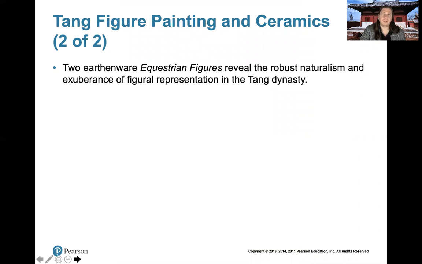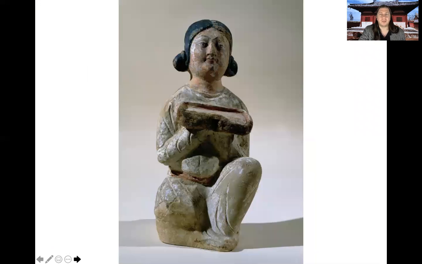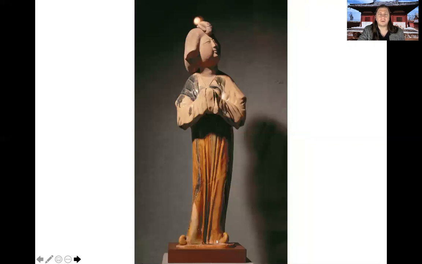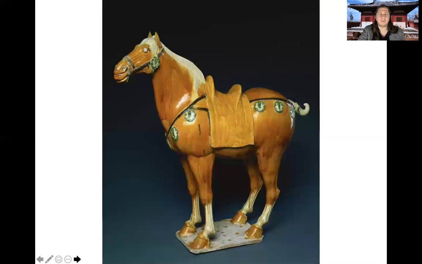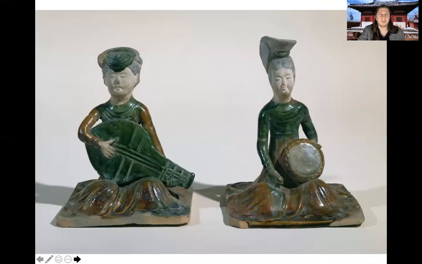Two equestrian figures are a good example of Tang Dynasty art. These are Chinese figures, but it shows that women took part in horsemanship and sports. A couple other examples. But Tang Dynasty sculpture is known for this liveliness and exuberance. You can see the glaze really nicely here. They were into letting it run down the side of the form. A couple musicians there.